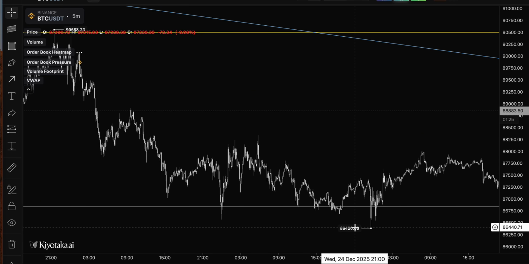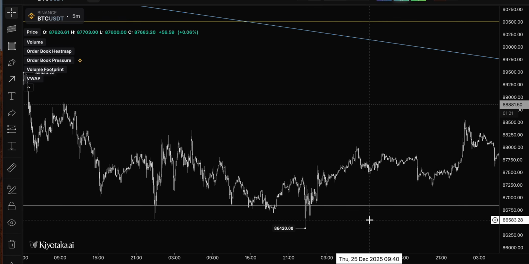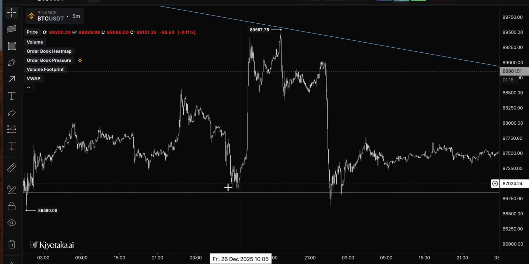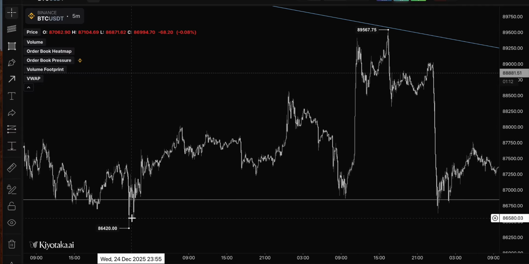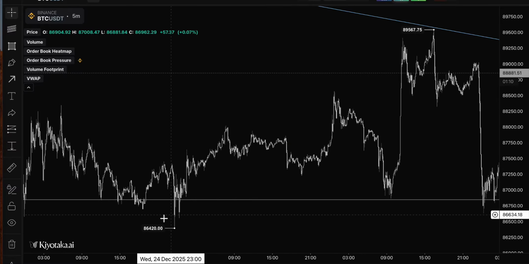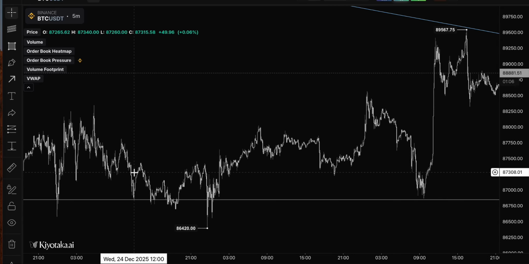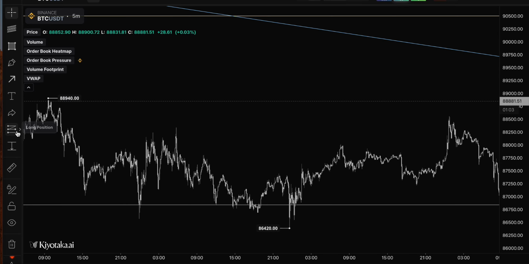Kilo, this is not a sweep. This is a sweep. And then you can fade it, long it, take your profit, don't be greedy, because you can still get taken later. So what you do here consistently is just wait for the sweep, long it.